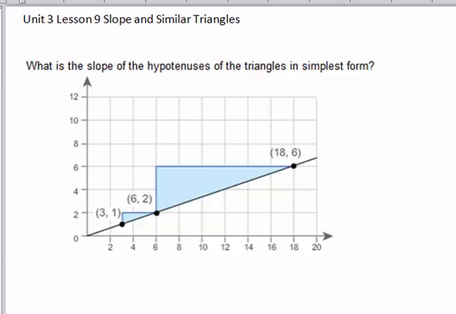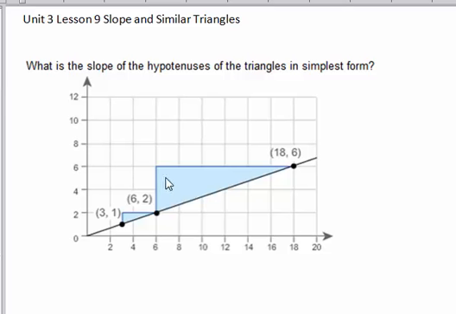Hello. So we're going to go over slope in similar triangles. So we have this diagram here. We are going to be looking at finding the slope of the line using the triangle in simplest form.